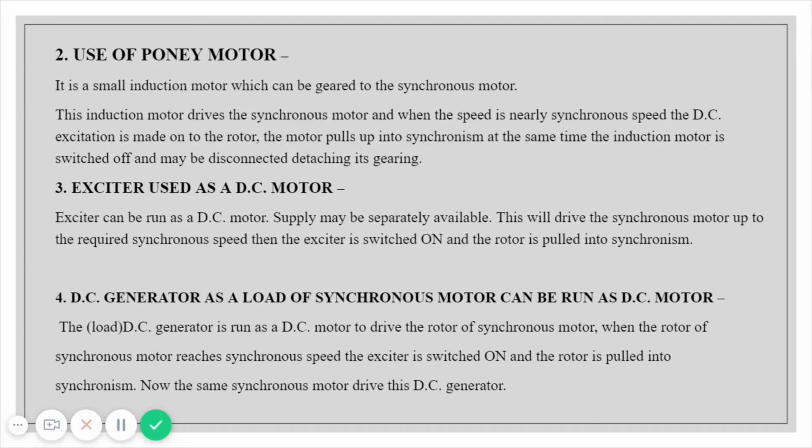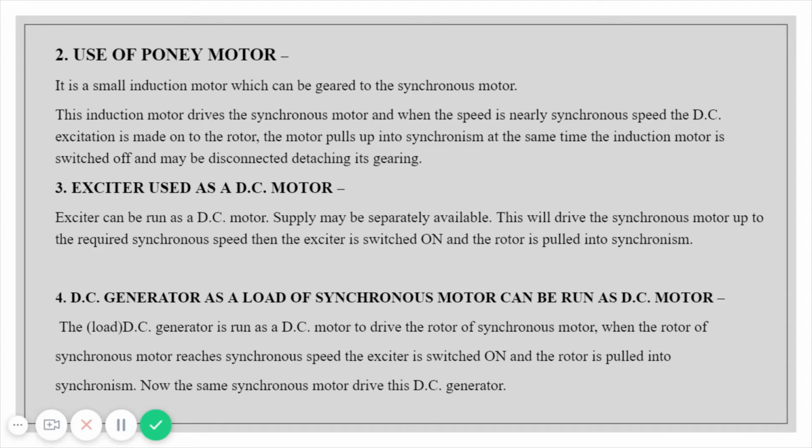So this is basically the use of a pony motor, where a small induction motor is geared with the synchronous motor and used to drive it. Once the speed is achieved around the synchronous speed, the excitation is switched on to the rotor and the motor pulls into synchronism.